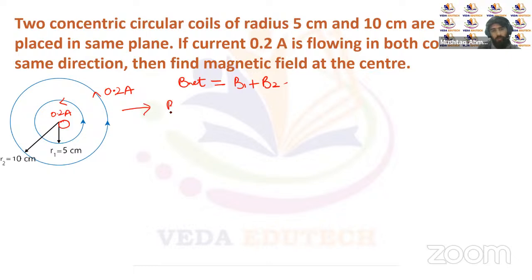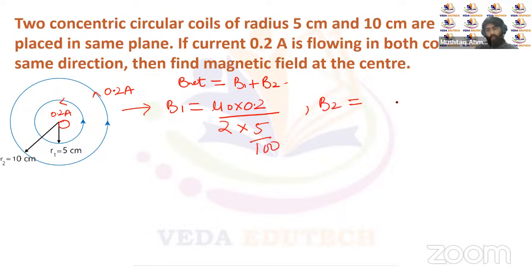So B1 will be equal to mu naught I, that's 0.2 each, upon 2R. And R1 is given as 5 centimeter; we'll take it into meters by dividing by 100. And B2 will be equal to 0.2 mu naught upon 2 times 10 centimeters, the radius, so 10 upon 100. So it will be 1 upon 10.